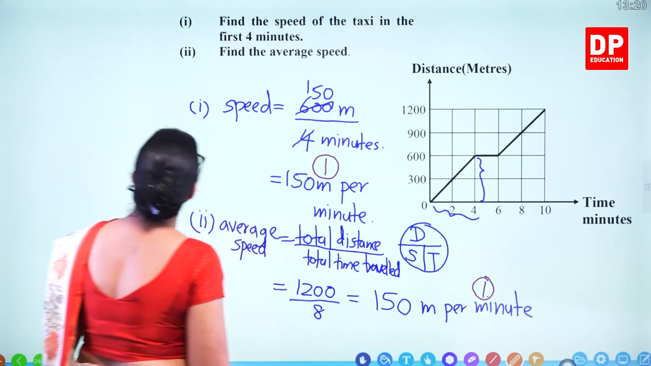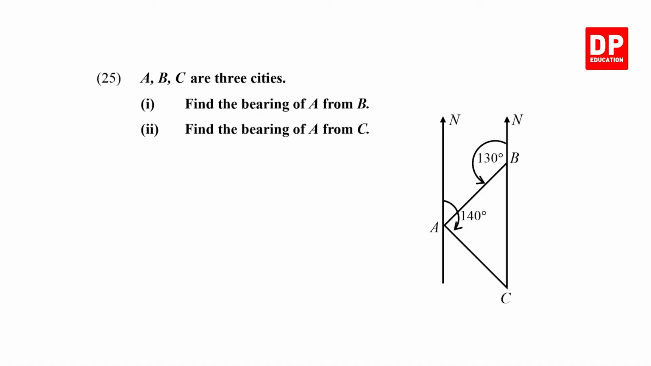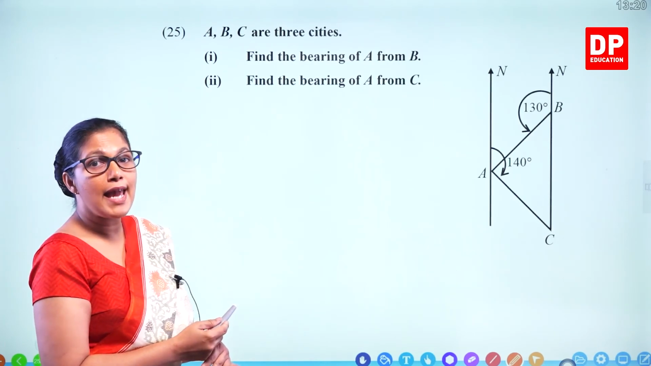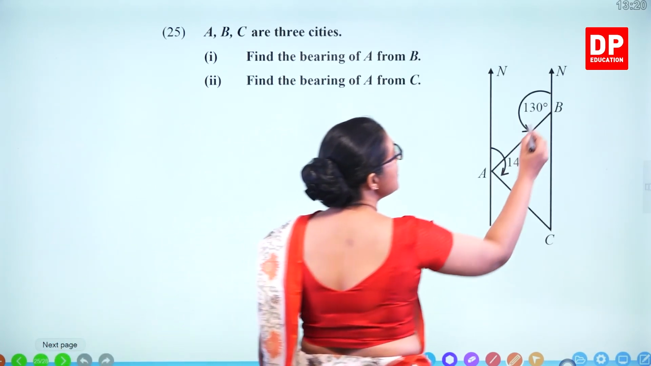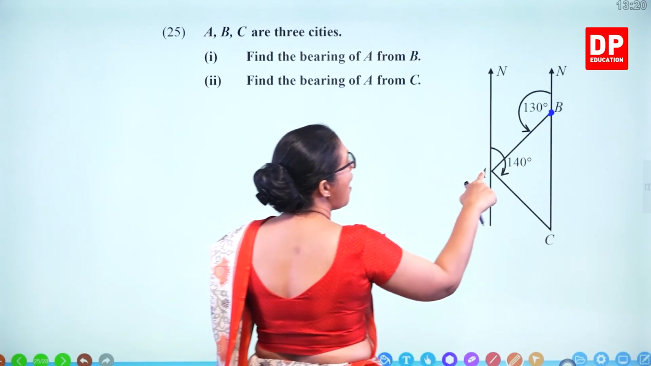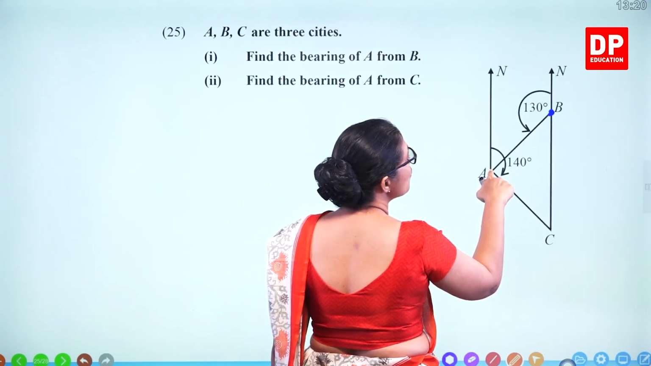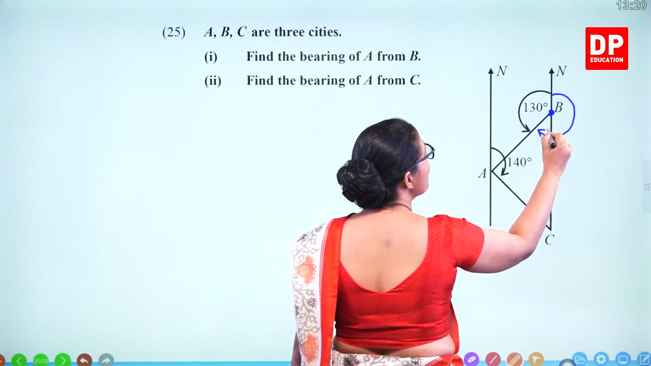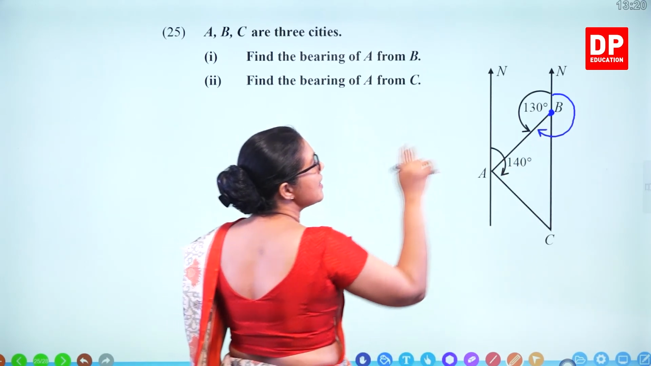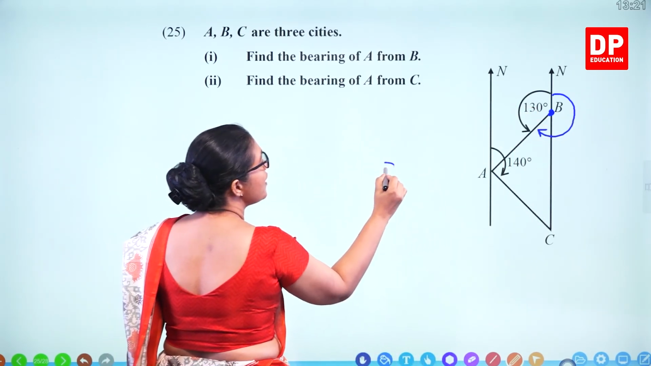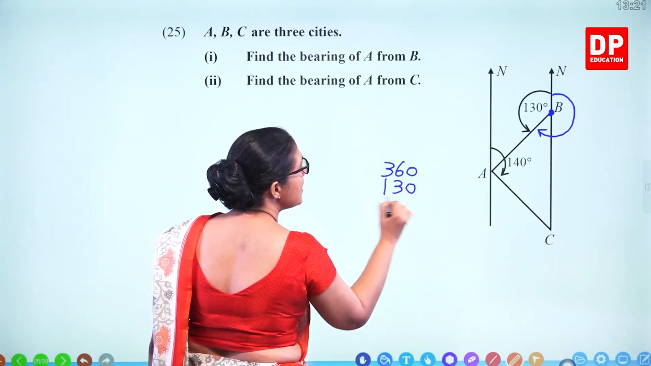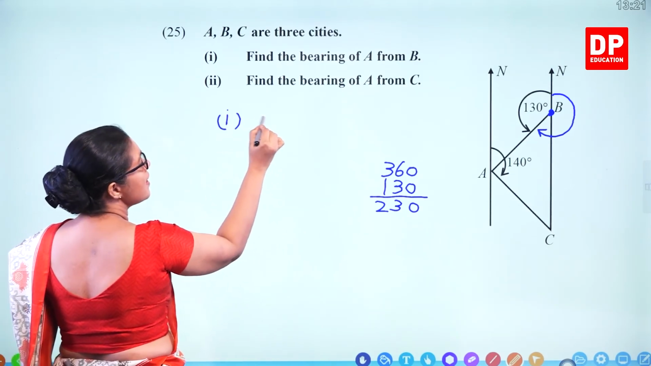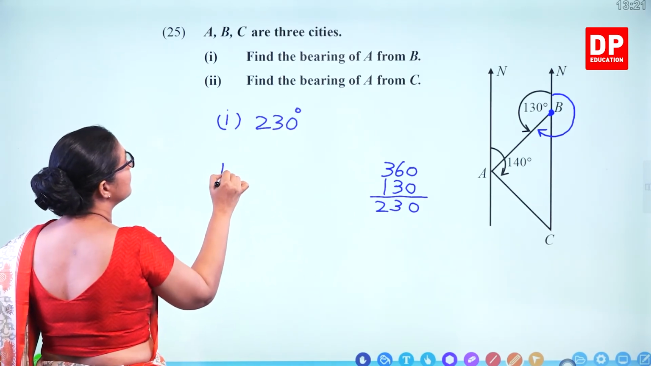Let's take the last question. Question number 25. A, B, C are 3 cities. Find the bearing of A from B. From B means you take this value, bearing of A. So measure the angle clockwise from north. This angle we need. This is 130. So 360 minus 130, you get 230 degrees. So the bearing is 230 degrees.